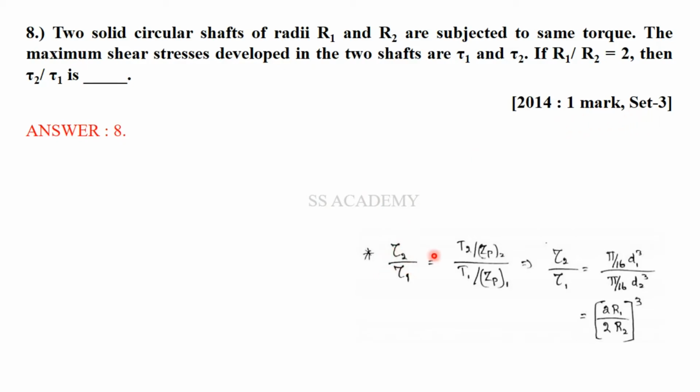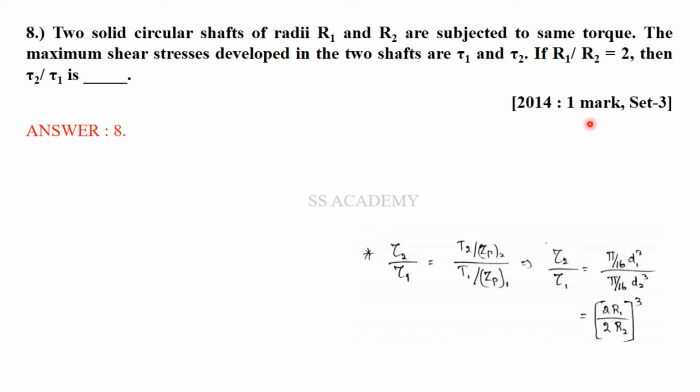We know that tau 2 is equal to T2 by ZP2. That is, shear stress is equal to torque divided by the polar section modulus. Okay. Now just by finding the ratio, that is tau 2 by tau 1 is equal to T2 by ZP2 divided by T1 by ZP1. We know that there is the same torque in both the cases. So you'll be getting tau 2 by tau 1 is equal to ZP1 by ZP2. ZP1 is calculated as pi by 16 D1 cube and ZP2 is pi by 16 D2 cube.